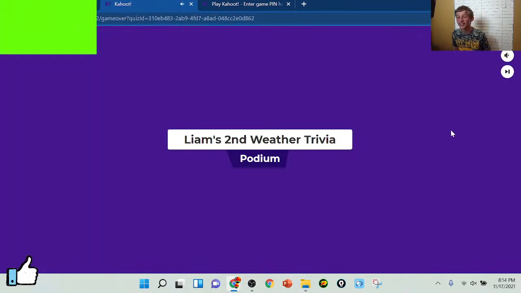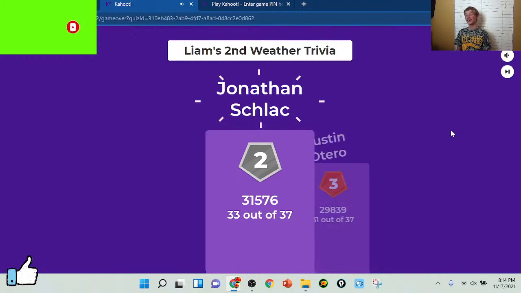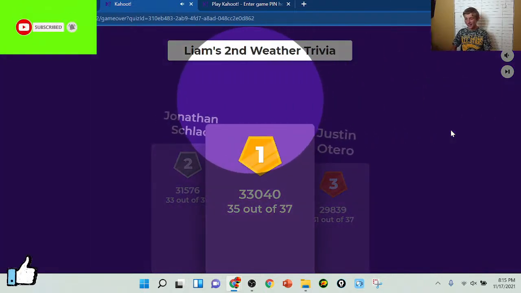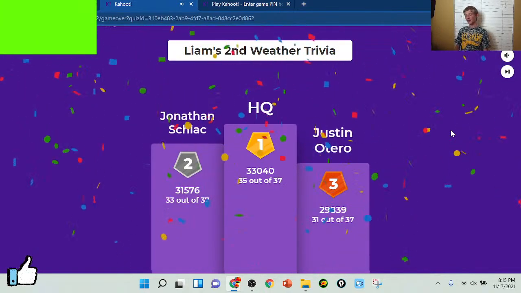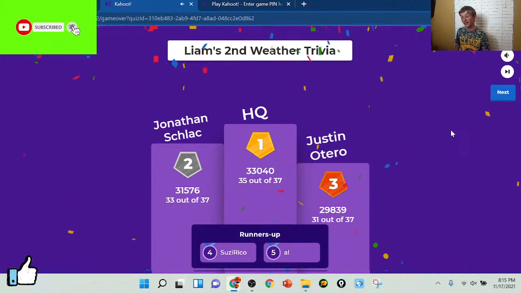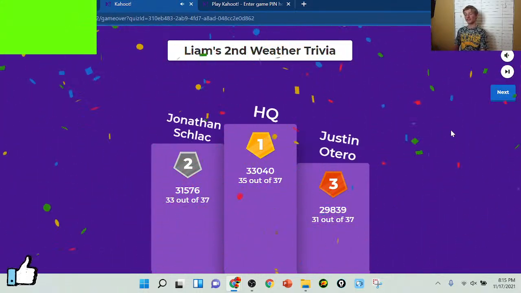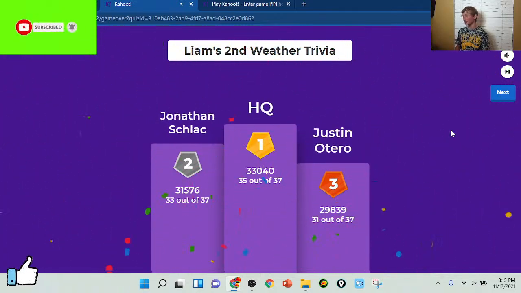All right, to now see who wins these stickers. Drum roll. Topping out in third place, we have Justin Otario. Very good job. You win a sticker. We have Jonathan Shellac in second place. And in first place, HQ. Very, very good job. Only 2 questions wrong. And runner-ups, we have Mr. Al and Susie Rico. So, Mr. Jonathan, HQ, and Justin Otario, you will be getting free channel stickers for topping out in the top 3.